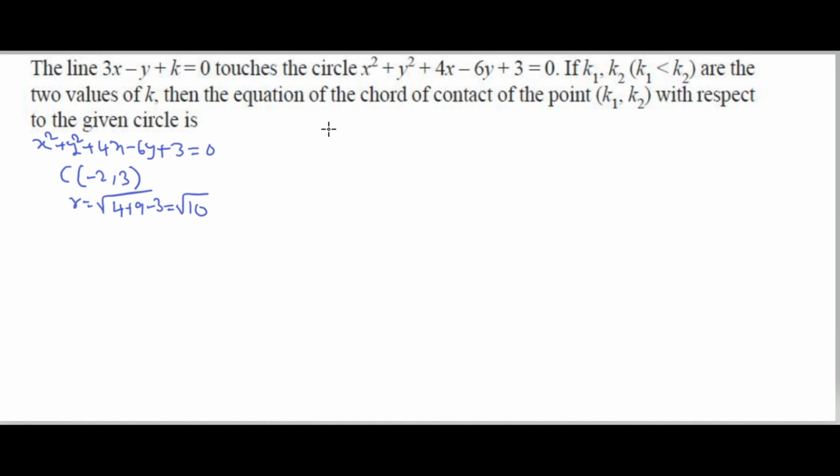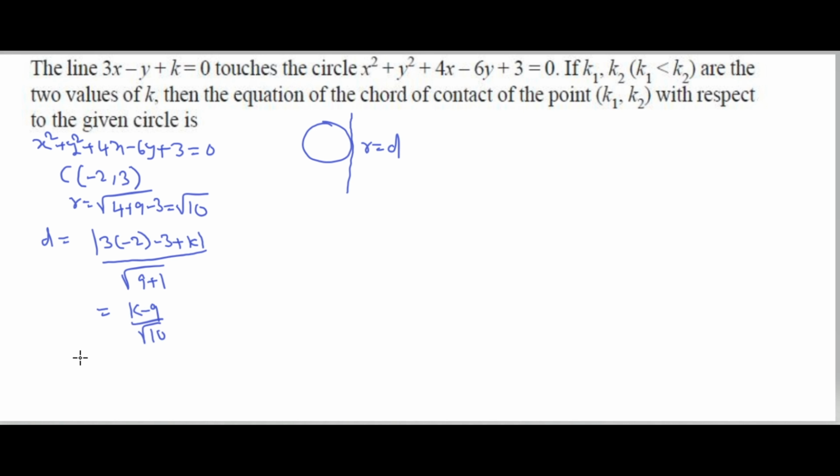The given line 3x − 4y + k = 0 touches the circle. If a line touches the circle, r is equal to d. That means the radius is equal to the perpendicular distance from the center to the given line. So first we find d. D is equal to the perpendicular distance from the center to the given line, that is modulus of (3 × −2 − 3 + k) by the square root of 9 + 1, that is 3 × −2 − 6 − 3, which is −9, so (k − 9) by root 10.